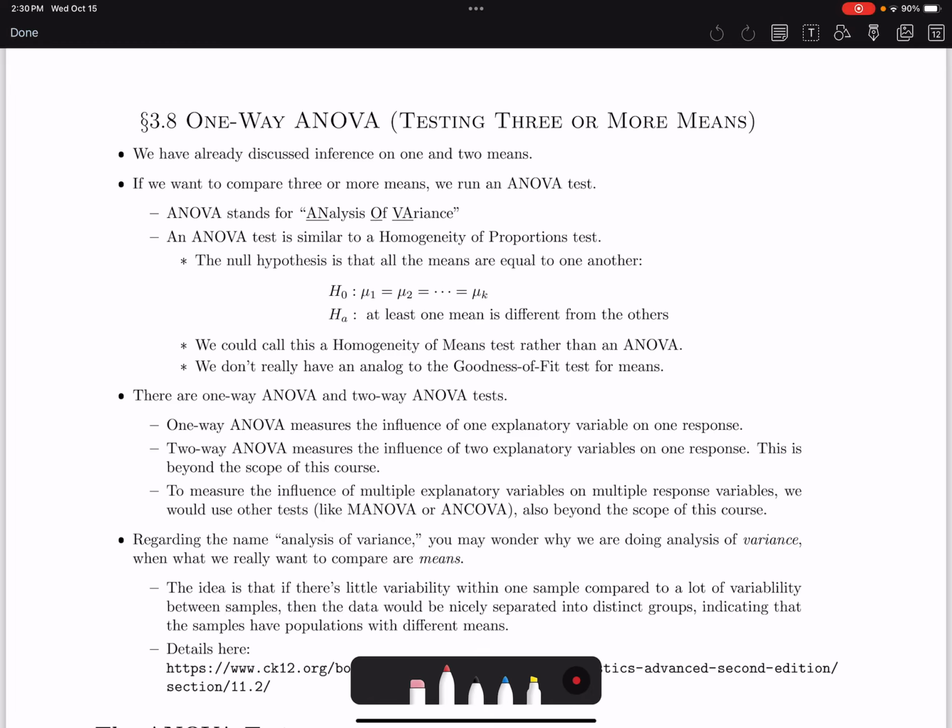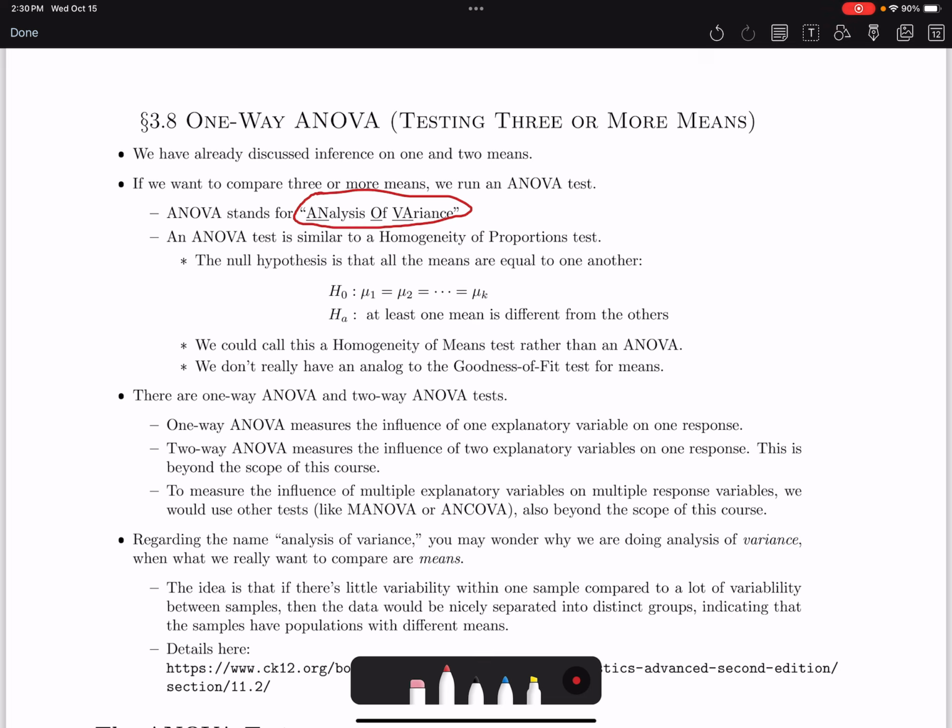All right. Welcome back to another lecture. In this section, 3.8, we're going to discuss the one-way ANOVA. And this is the test that we use if we're trying to compare three or more means. Okay? So the word ANOVA is a shorthand word for analysis of variance.